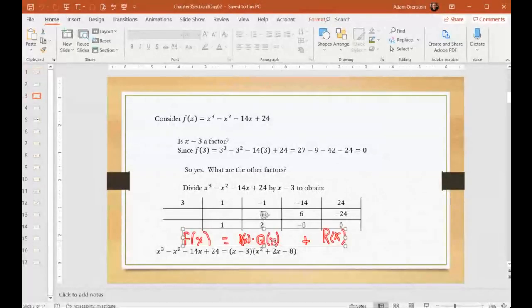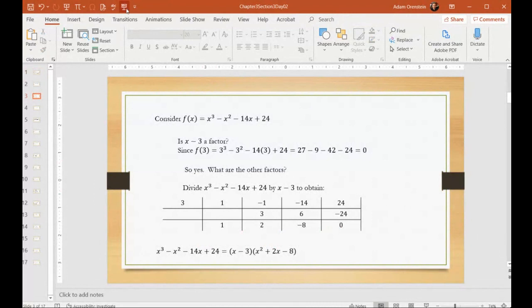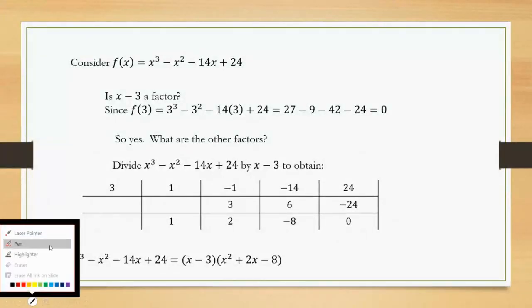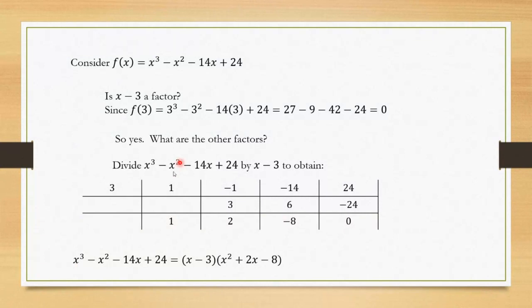Just quickly get rid of that. Basically, I just wanted to delete that. I'll write it out again. Here, we're doing an example where we have x cubed minus x squared minus 14 times x plus 4, and we're going to divide it by x minus 3.